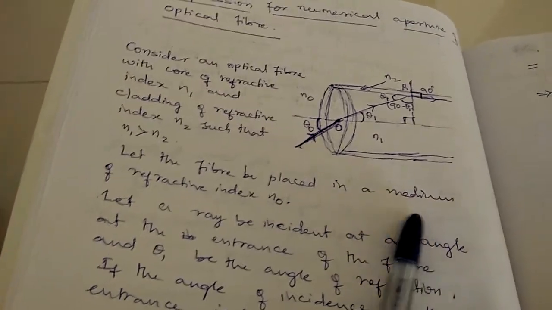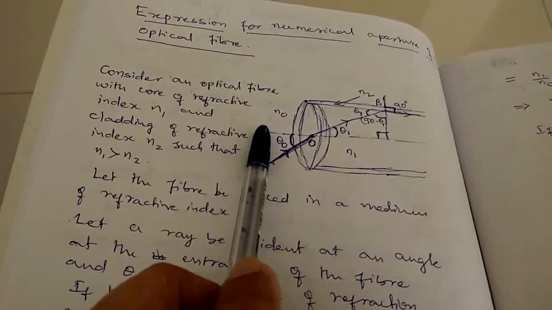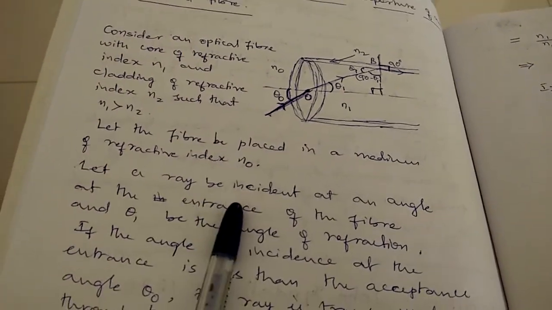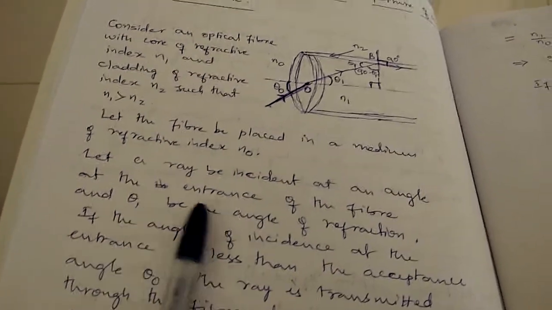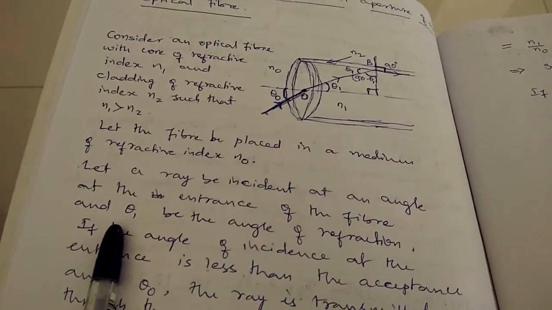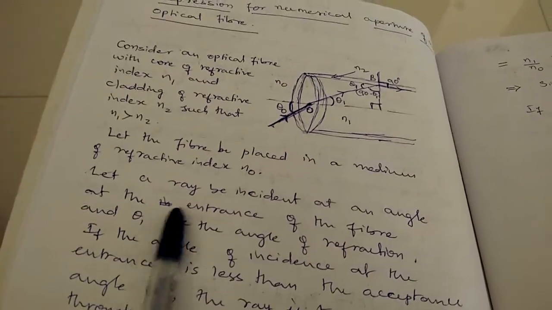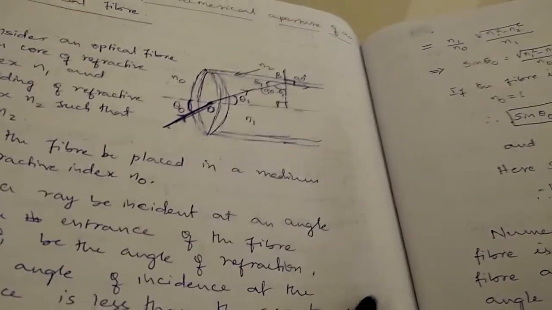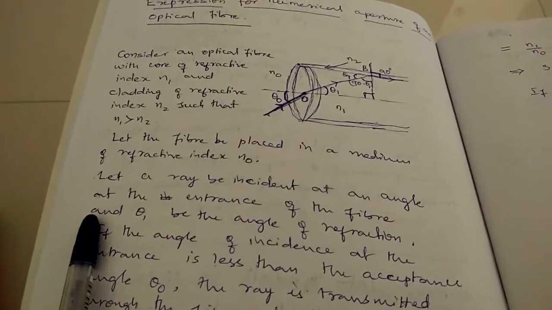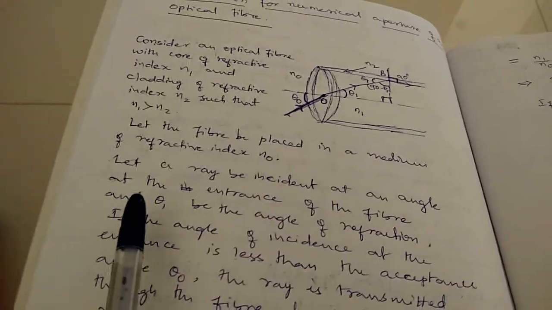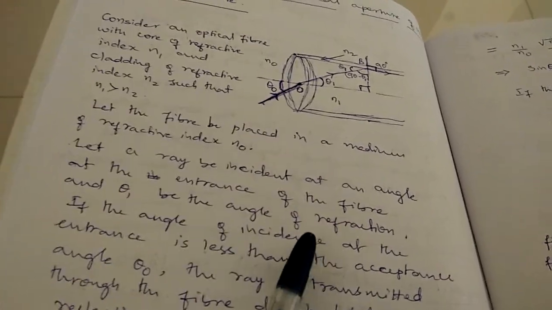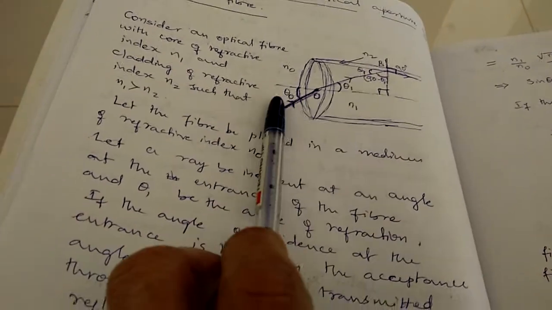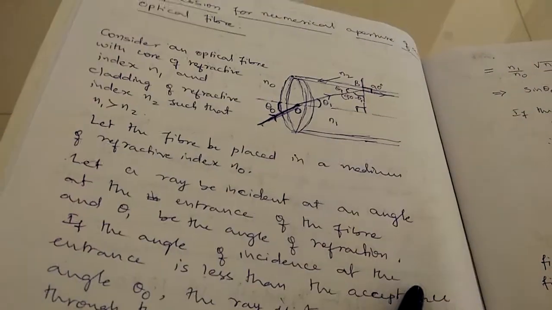Let the fiber be placed in a medium of refractive index n0. That outside medium is n0. Let a ray be incident at an angle theta naught at the entrance of the fiber. You have to consider that as theta naught, and theta 1 be the angle of refraction. So this is theta naught and this is theta 1.